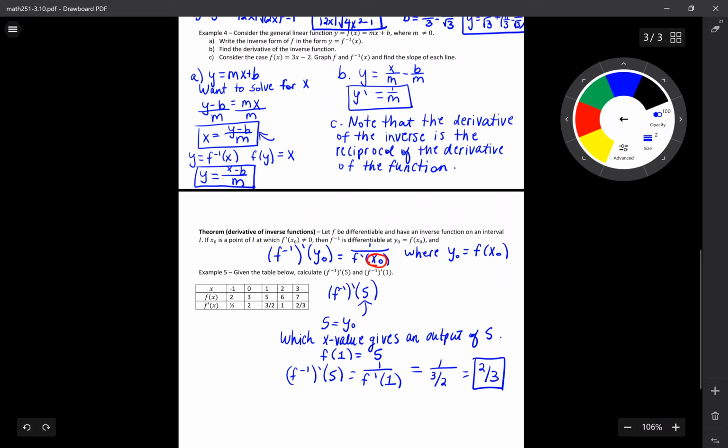Again, we have to be very careful with our x's and our y's here. We basically first have to see which input my y value corresponds to, and then from there I see what the derivative of that x value is.